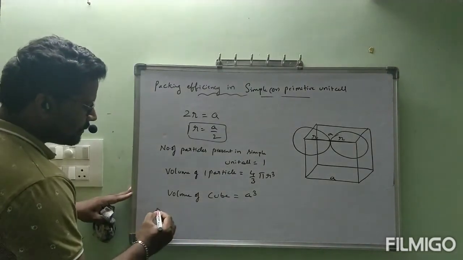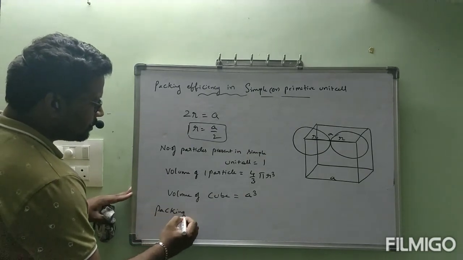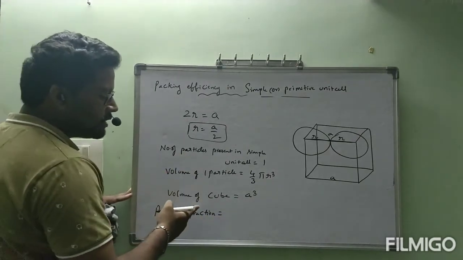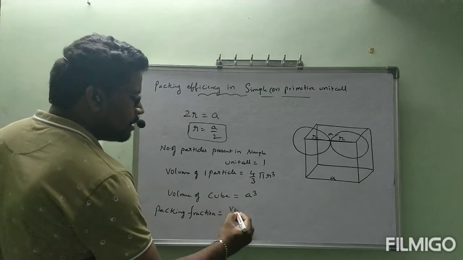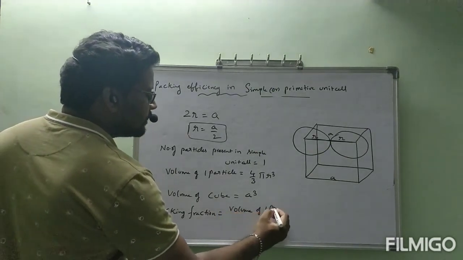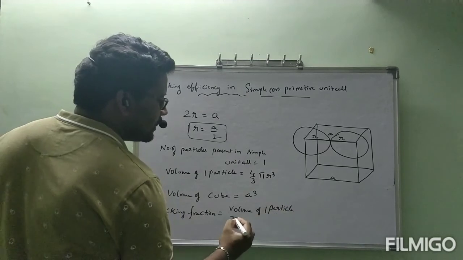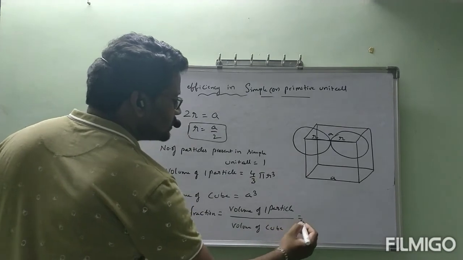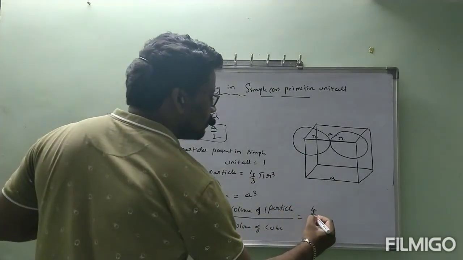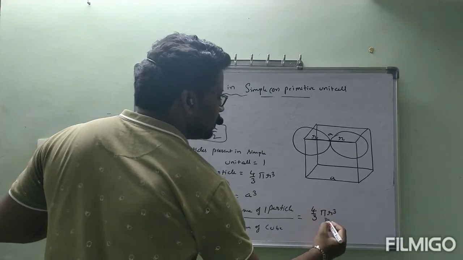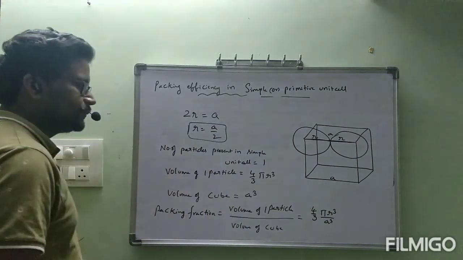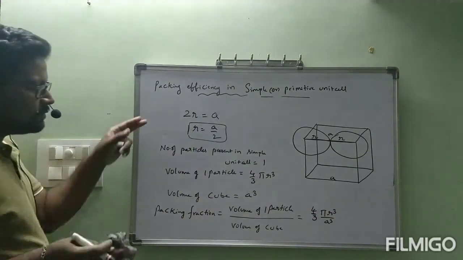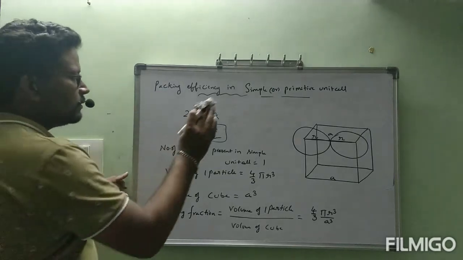Okay, now packing fraction is equal to volume of one particle divided by volume of cube. What is the volume of one particle? 4 by 3 pi r cube divided by a cube. Now I will continue more. Before that, note down clearly. Okay.